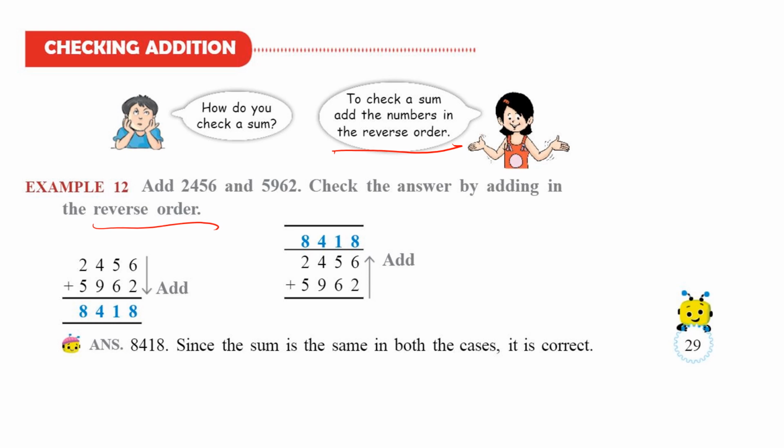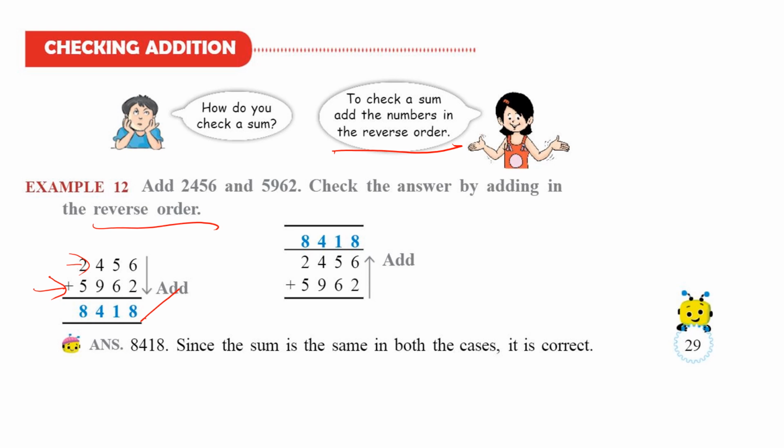First, arrange and write the numbers in order here. 2,456. Next one, 5,962. Add that from top to bottom or bottom to top. Any way you can add. The thing is, when you are checking, you have to add the other way, in reverse order. So here we get 8,418.